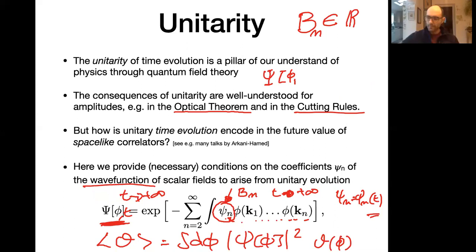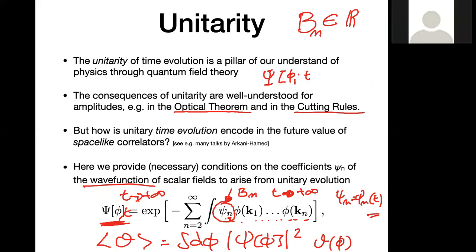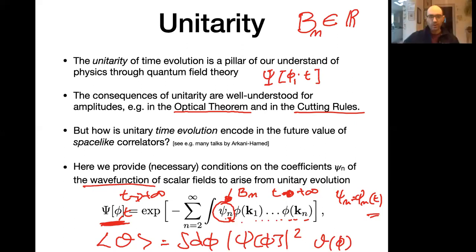The time dependence on the left hand side comes through phi, right? No. Psi is a functional of phi. Let's say that psi is a functional which depends on time through the time dependence of phi. No, that's incorrect. That's not it.